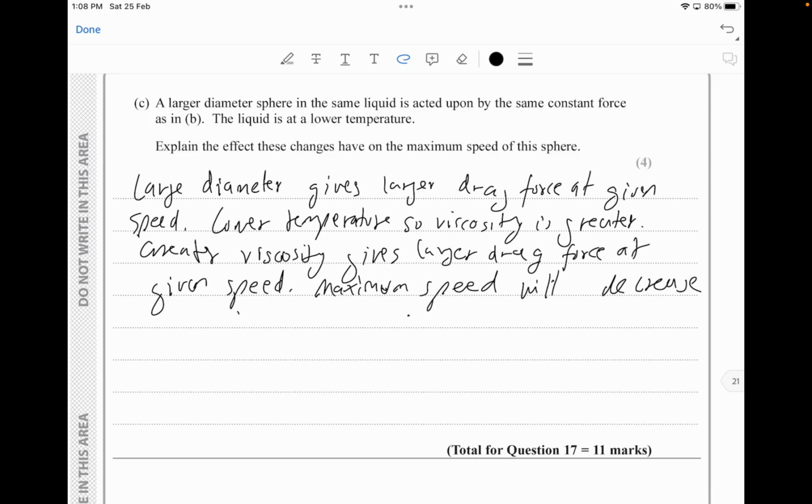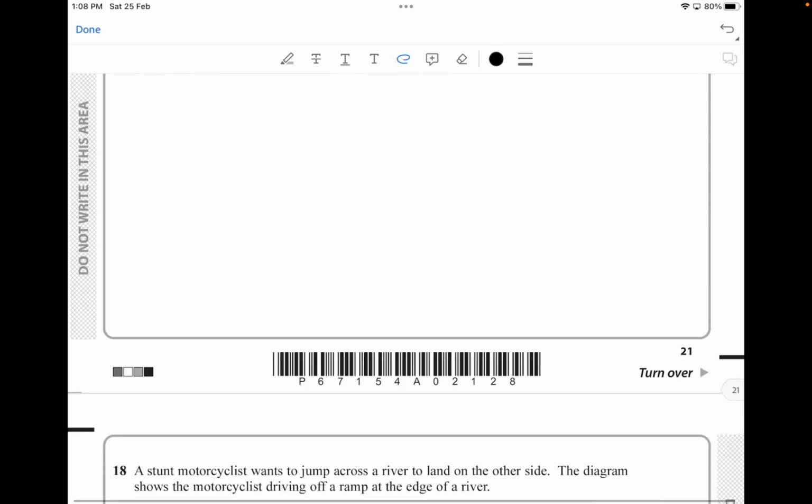So we can say that a large diameter just gives a larger drag force at a given speed, or that the large diameter gives a lower speed for the same constant force. And at the lower temperature, the viscosity is greater. The greater viscosity gives a larger drag force at a given speed, or a lower speed for the same constant force. So indirectly, this will all cause the maximum speed to decrease. You can answer this for about 4 marks. Let's move on to the next question.